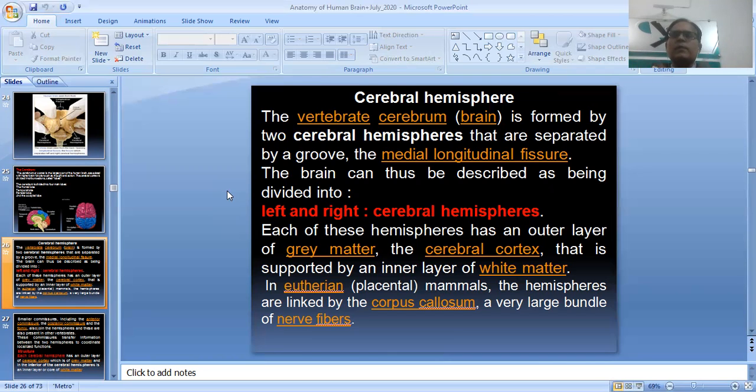So we are placental mammals. In Eutherians, the hemispheres are linked with the corpus callosum. As I told you, in our body, we are placental mammals, we are Eutherian. The hemispheres are linked by the corpus callosum, a very large bundle of nerve fibers. What is the corpus callosum? The corpus callosum is a bundle of nerve fibers, right?